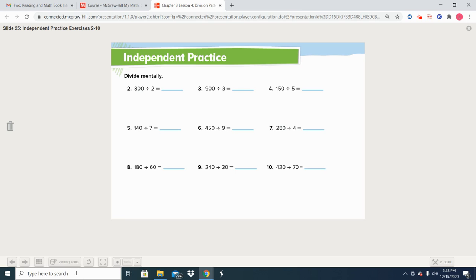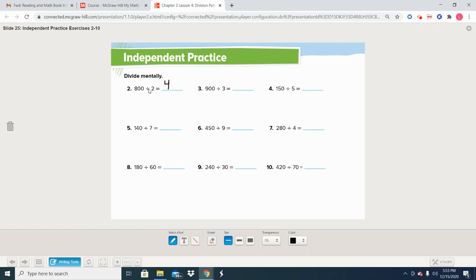Now, what we're going to do is, not for this one. Our basic fact is 8 divided by 2. 8 divided by 2 is 4. And because there are 2 zeros, the answer is going to be 400. We had to add 2 zeros. 9 divided by 3 is 3. That's the basic fact. And then we add the 2 zeros.